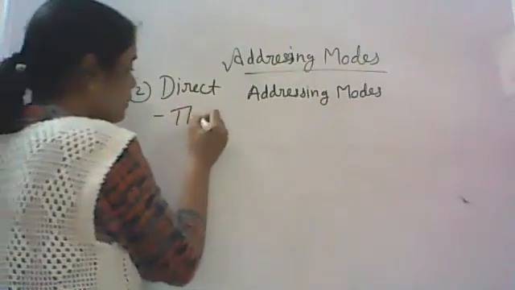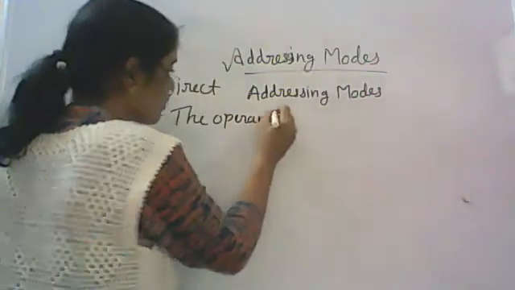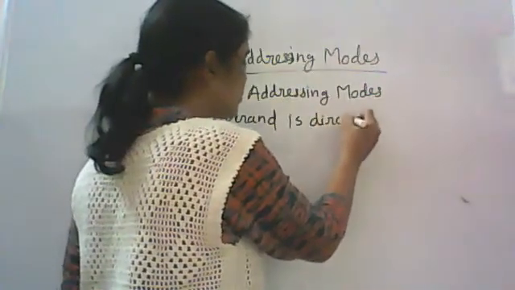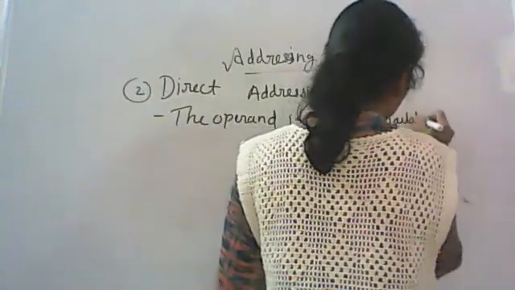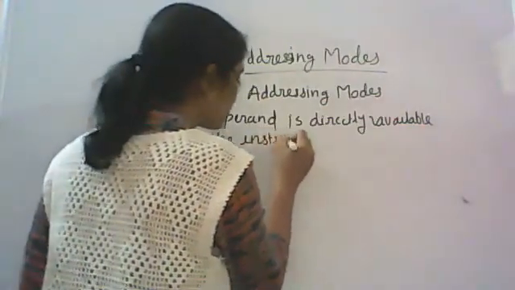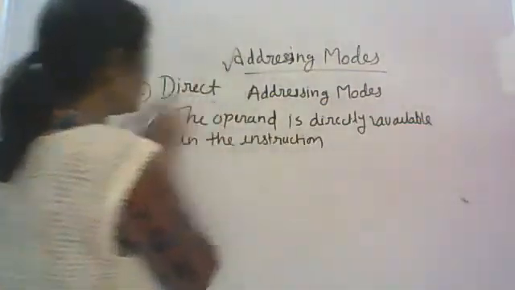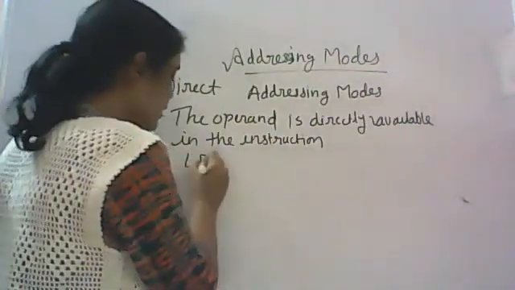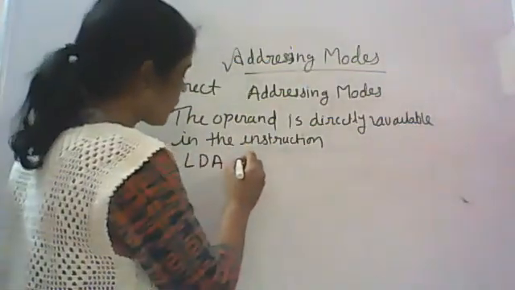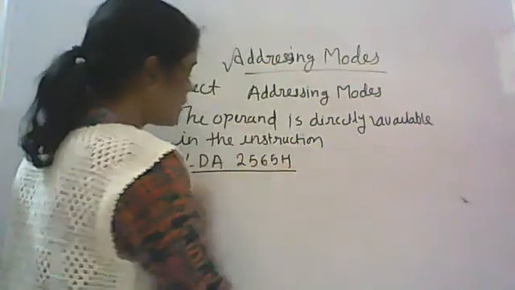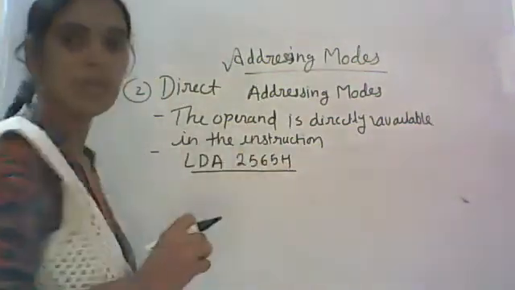In direct addressing mode, the operand is directly available in the instruction. Now we see the example here. LDA 2565 hex. See, this is the example, LDA 2565 hex.